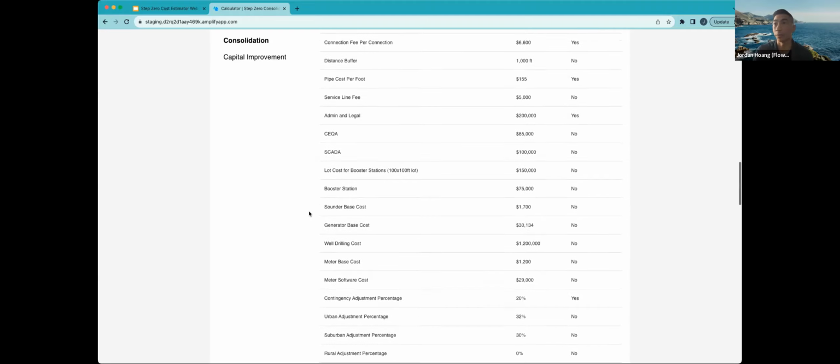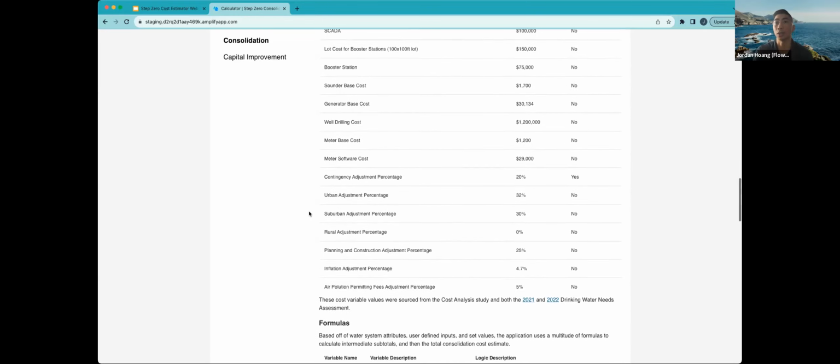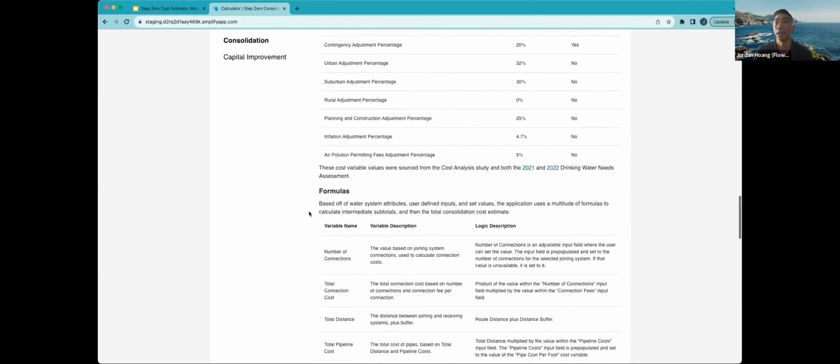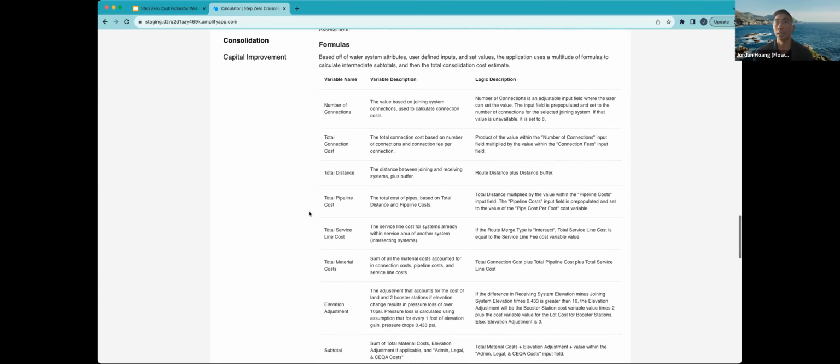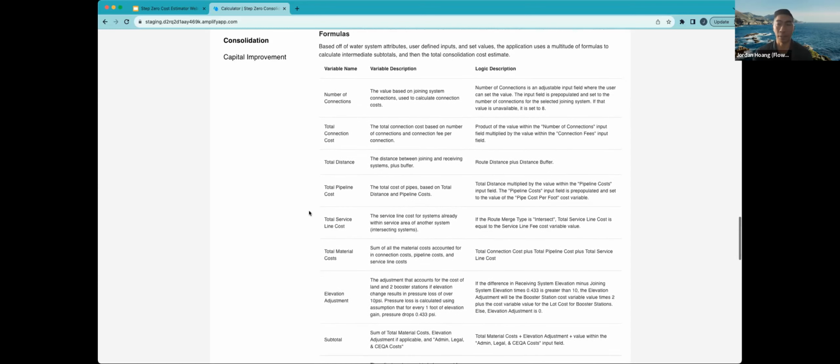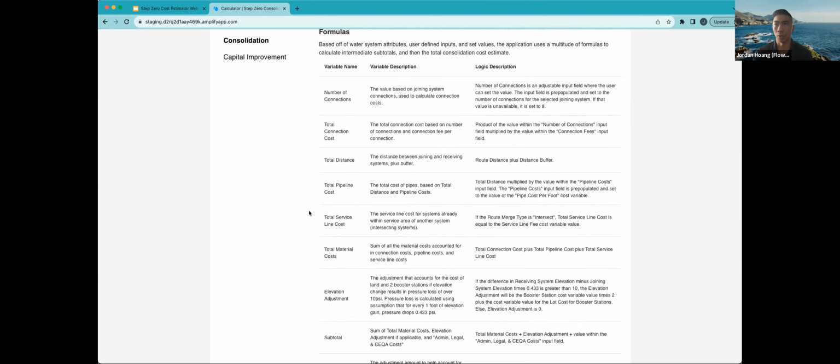And then, yeah, Katrina, let me know if I need to keep scrolling down. These are just a lot of cost variables. And then, yeah, these are some of the formulas that are being used by the application. Most of them are pretty similar to what is detailed in the consolidation analysis and the needs assessments.